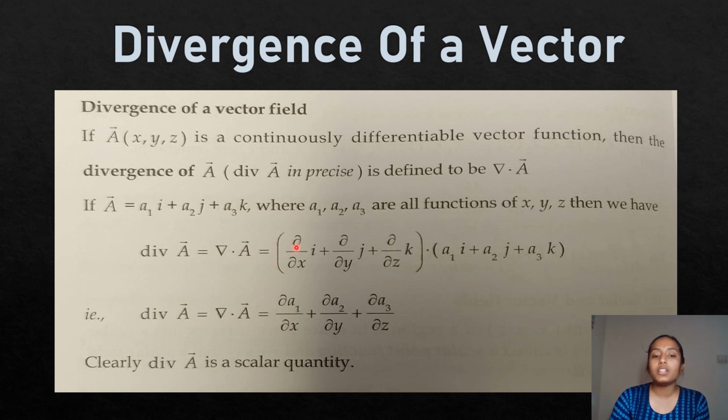So we have dou by dou x of A1 as the first component, plus dou by dou y of A2, plus dou by dou z of A3. This formula gives us a result that does not contain ijk or the directional components, which proves that the given output is a scalar quantity.